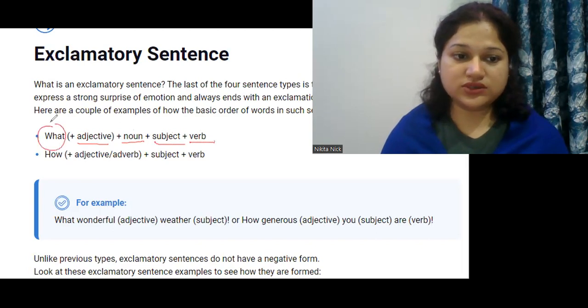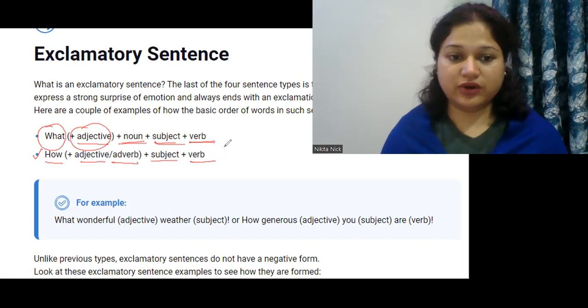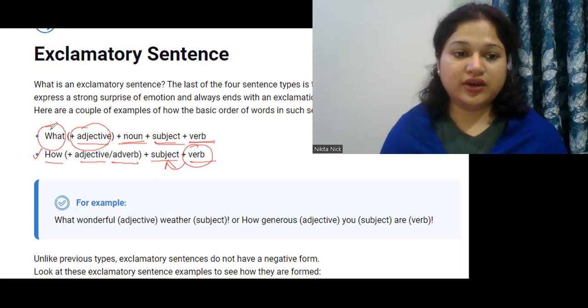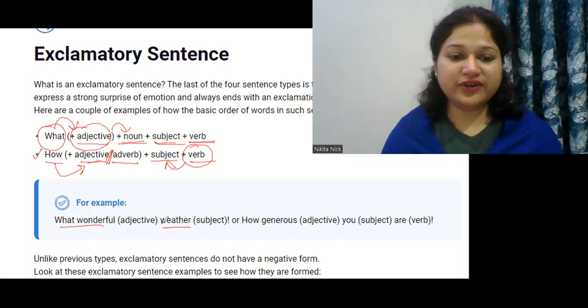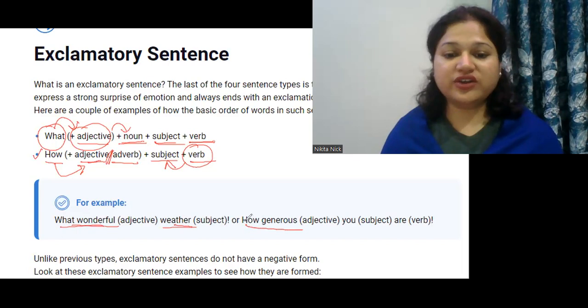So here you're using what, plus adjective, then noun, then subject, and then verb. And the next one is how, plus adjective or adverb, plus subject, plus verb. You're using the verb at the end, and before that the subject. All right. For example, what wonderful weather. Or how generous you are.